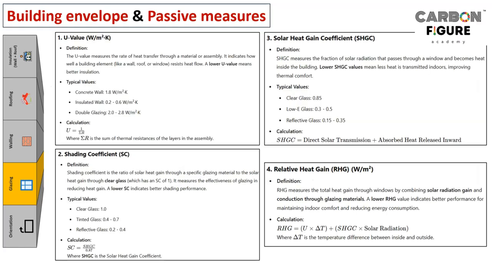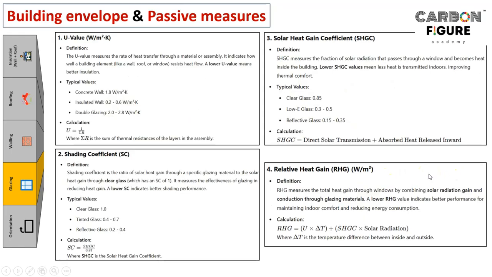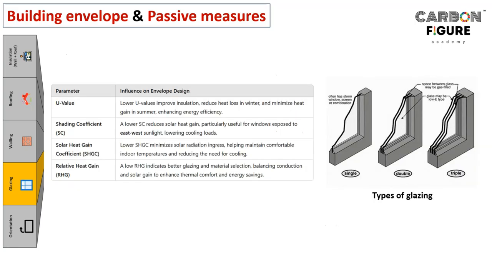So ultimately, what they are focusing on is the glazing part, the heat conducted through the glass. That component we have to assess with these four different parameters, and accordingly we have to choose the glazing material, right?